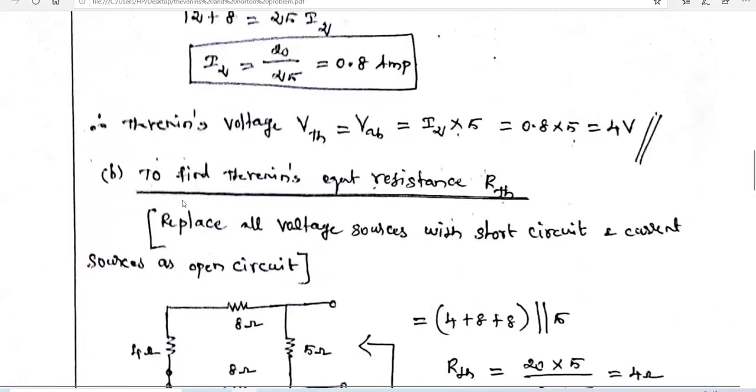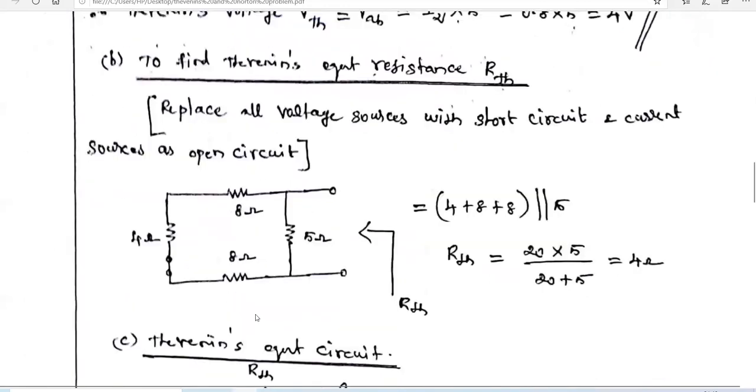Then the second step is to obtain the Thevenin's equivalent resistance. While calculating this Thevenin's equivalent resistance, we have to deactivate all voltage sources and current sources. Only the resistances, or impedances, remain. If voltage sources are there, we short circuit them. If current sources are there, we open circuit them. So we will get the diagram like this. Using series-parallel combination, find the total resistance across the terminals A and B, and we will get the answer.